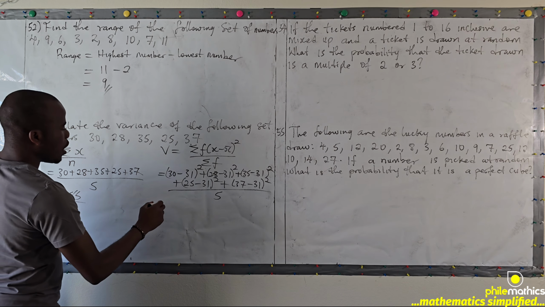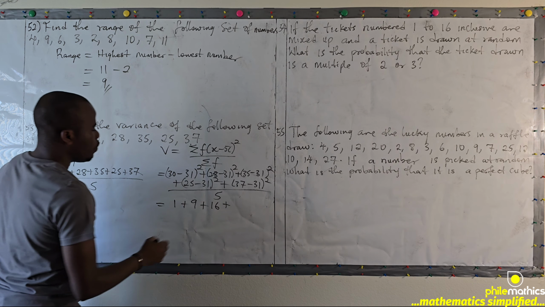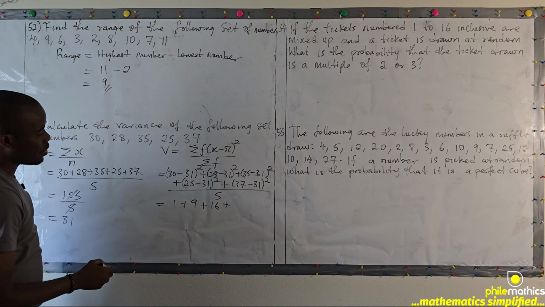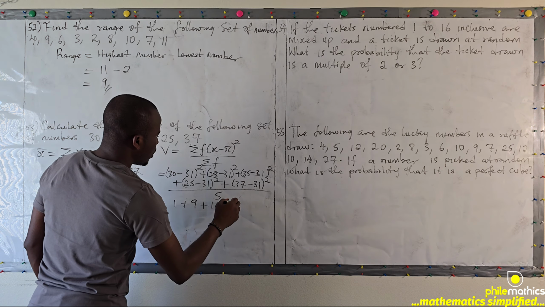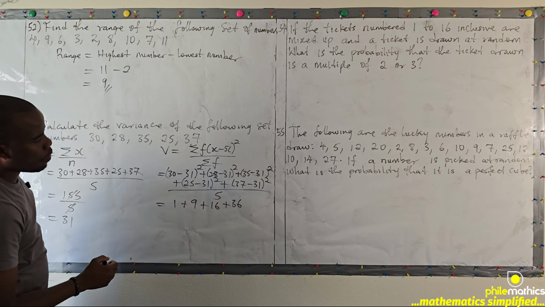5. And so 30 minus 31 is minus 1, squared is 1, plus 28 minus 31 is minus 3. Minus 3 squared is 9. 35 minus 31 is 4. 4 squared is 16. 25 minus 31 is minus 6. Minus 6 squared is 36. 37 minus 31 is 6. And 6 squared is 36, over 5. If we add this, 36 plus 36 is 72.